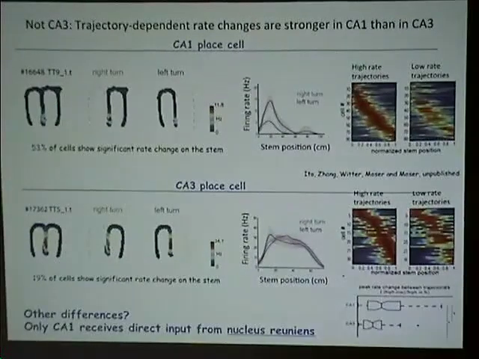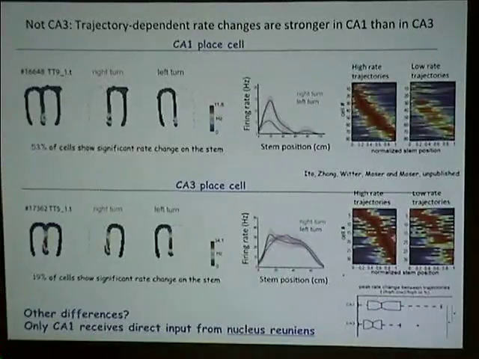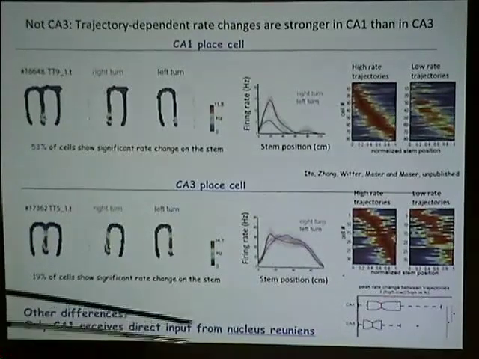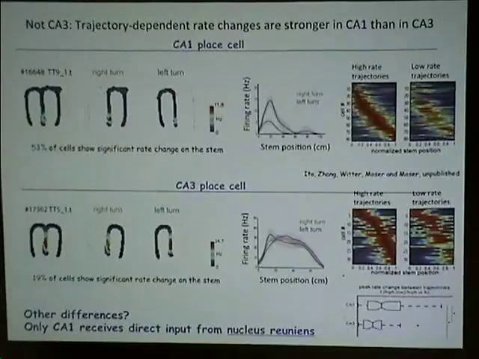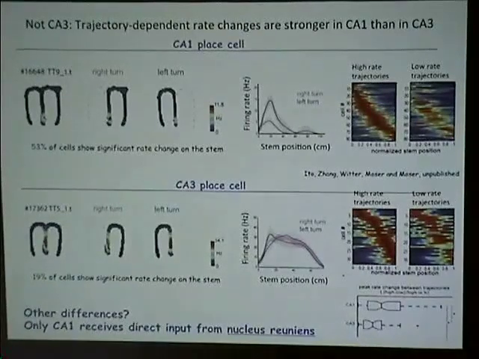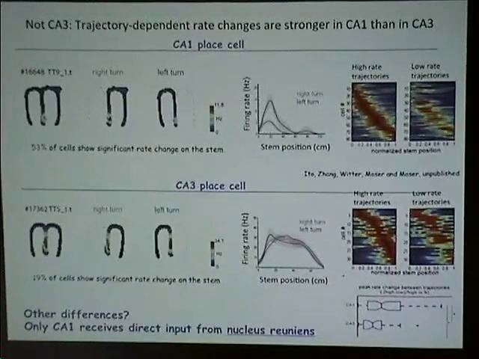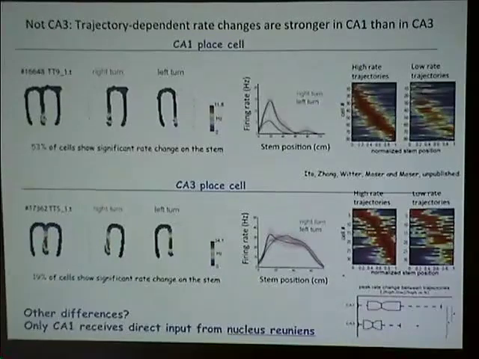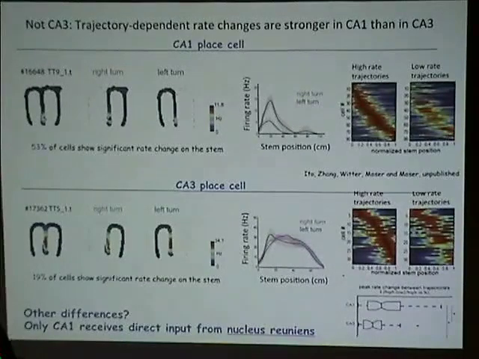But how are CA3 and CA1 different? Well, an obvious difference is that only CA1 receives input from the nucleus reuniens. So reuniens input is a very strong input to CA1. It's actually of the same magnitude as the entorhinal input, but it has generally been completely ignored.